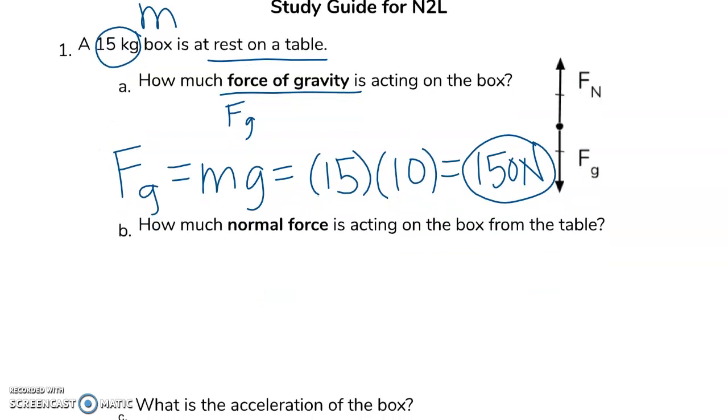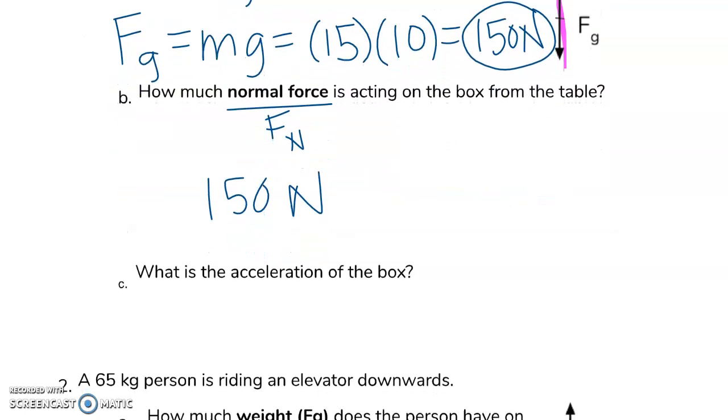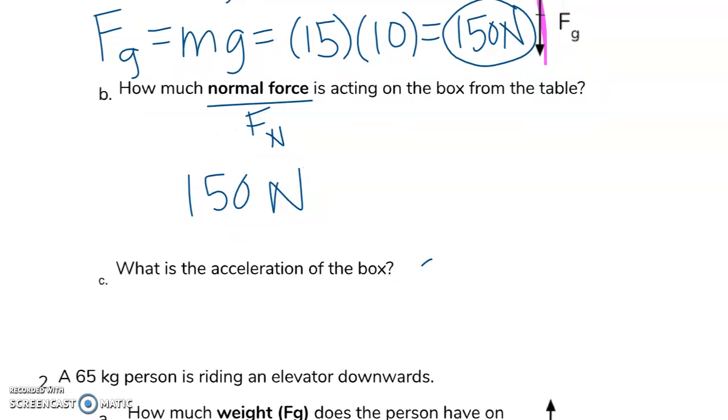In part B, I'm asked for how much normal force is acting on the box. The normal force will be the same amount as the force of gravity, since the forces are balanced. So the answer here is also 150 newtons. For an object that is constantly at rest, the acceleration will be 0. And that's because it has balanced forces and it has constant velocity.